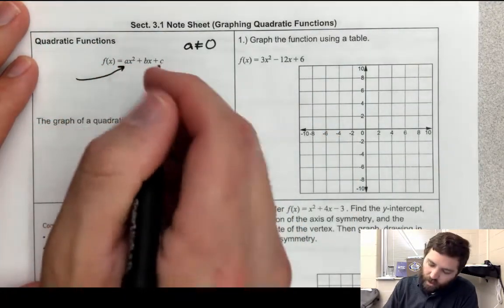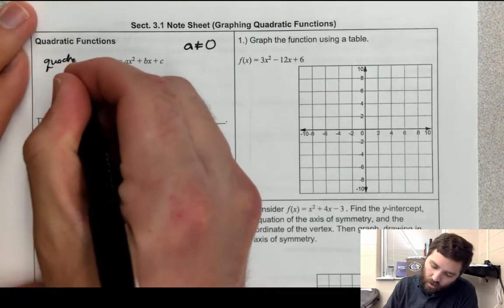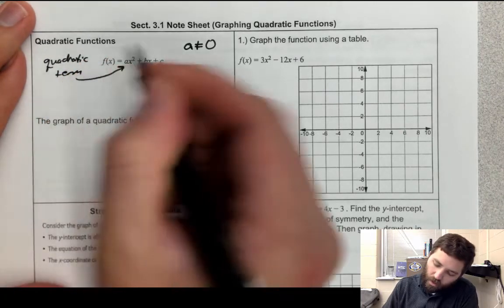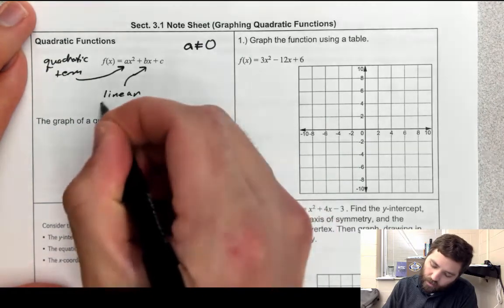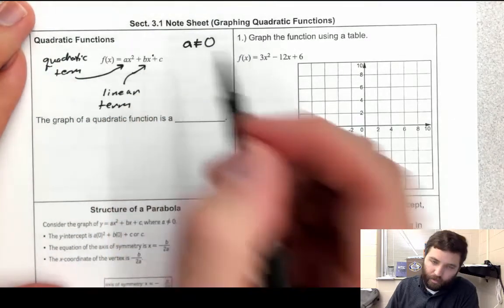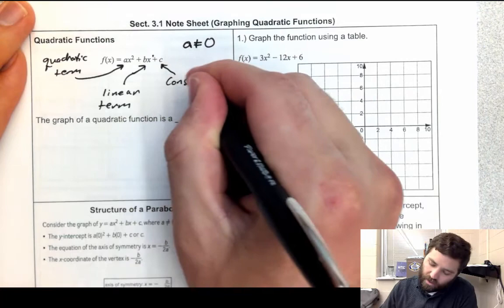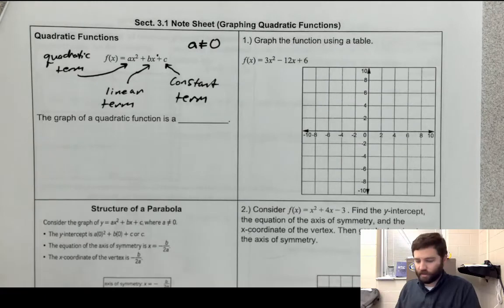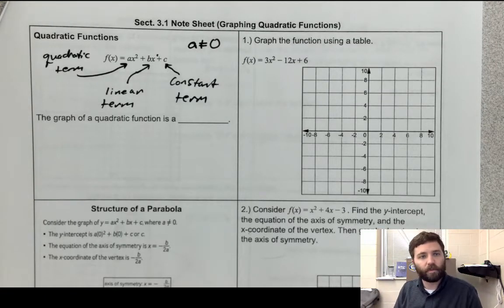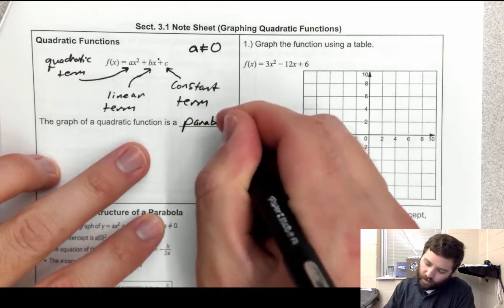To make a quadratic function, this term here, the term with the x squared in it, is called the quadratic term. This term here is called the linear term, linear because it's x to the 1 power. And then this c here is called the constant term, because that is just a constant, just a number, like 7, 8, -18, numbers like that. The graph of a quadratic is a parabola. So when you graph a quadratic function, you should get a parabola. If you don't, you're not graphing a quadratic.